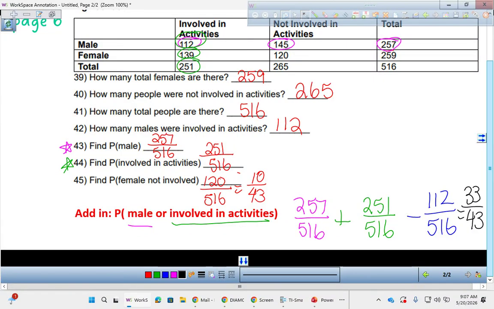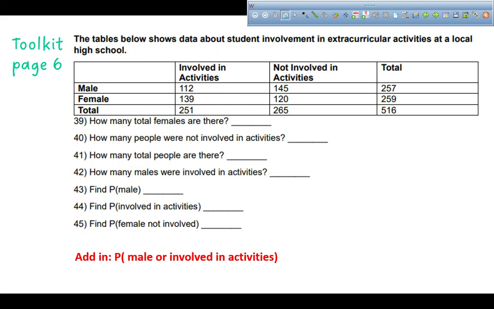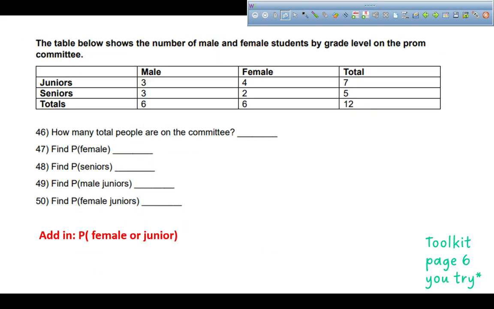There's one more of these tables. I want to use this one as a practice for you, okay? So you are going to try the next ones on your own. I added in one, female or junior, so add that one in as well. All right, take a few moments, see what you can do with this table. And we'll go over them in, let's see, let's say like 3 minutes.